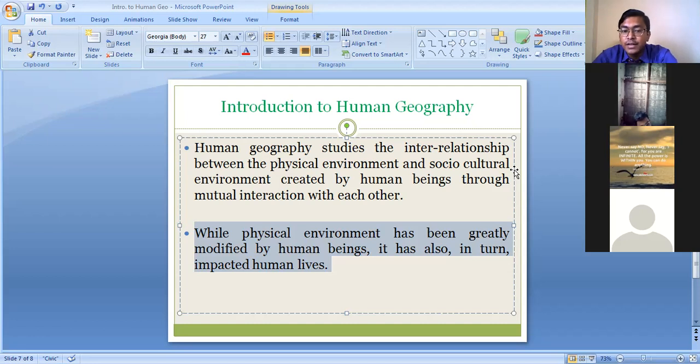the physical environment has also impacted human lives. On the other hand, nature, that is the physical environment, has also impacted our lives. Nowadays we can see environmental pollution, the increase in temperature, global warming and all. So what is this actually? This is the outcome of changing the physical environment. We have caused some changes to the physical environment, and now the physical environment is reacting, and because of which our life is impacted.